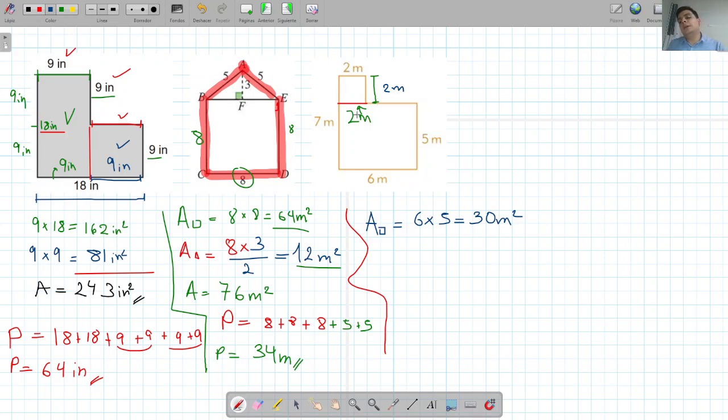So we got a small square. It's 2 meters by 2 meters. Let's do the formula: 2 meters times 2 meters. This is 4 meters squared.